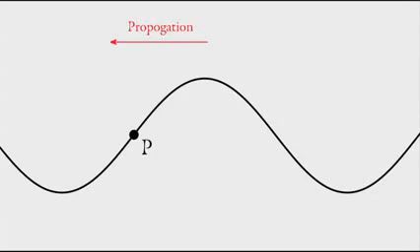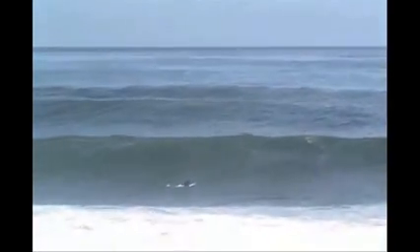A popular physics question asks, if a wave is propagating to the left, what direction is point P moving? We know that since it's a transverse wave propagating to the left, the particles can only be vibrating up and down. But how do we know whether it's up or whether it's down? Here's a way to visualize it so that you'll always get this question right.